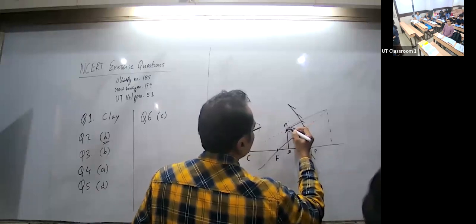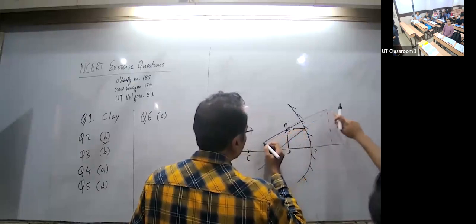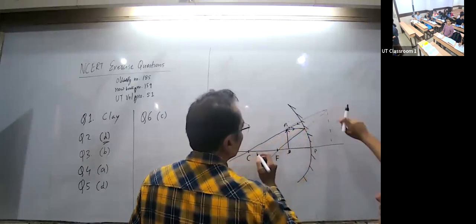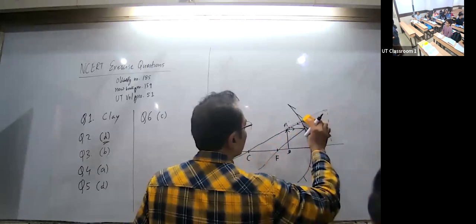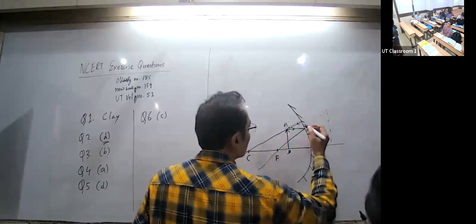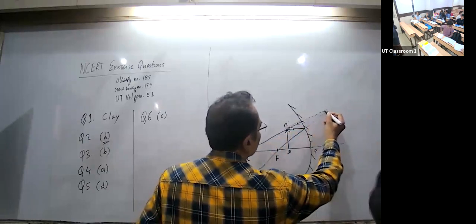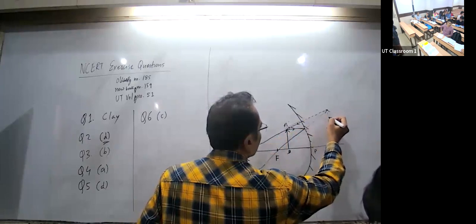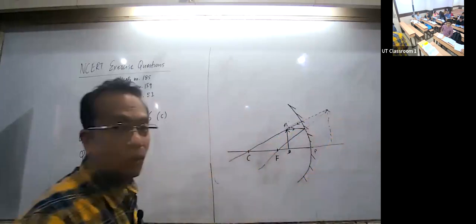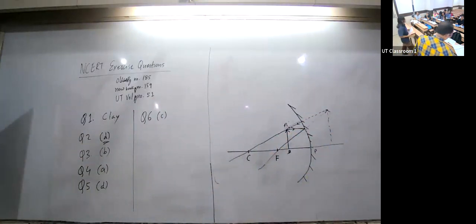So this is the direction. So it will return on the same path. So that is a dotted ray because no ray can go beyond the mirror, right? So now a dotted ray like this. You have to do a lot of practice to get these diagrams right. This is correct.